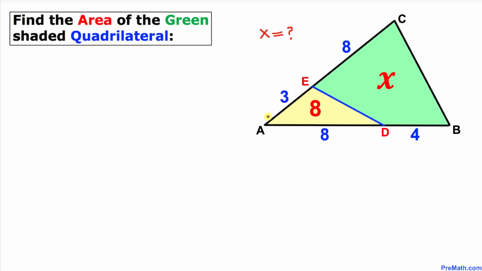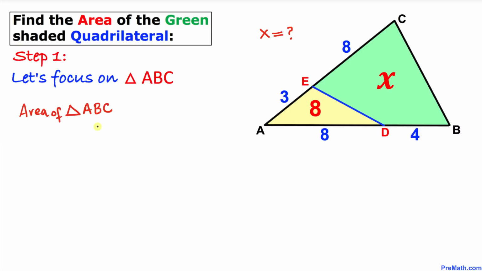Let's go ahead and get started with the solution. Here's our very first step. Let's focus on this big triangle ABC. The area of this triangle ABC is going to be the total sum of this 8 plus this x. So the total area of triangle ABC is simply x plus 8.